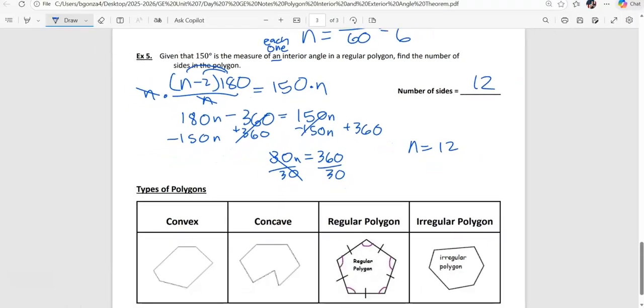Last thing we should have started with is the types of polygons. So you got to know convex and concave. Okay? So if you just look at them, you can kind of figure this out. Convex, do you see how all the corners are poked out? Poked out, poked out, poked out. Concave, do you see how we have one poked in? Or you could say it's caved in. Caved in. Okay, so if it caves in, concave. No cave, convex. Regular means all the sides and angles are equal. Irregular is not. So keep that.